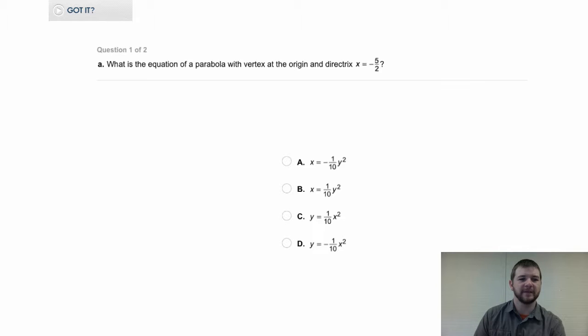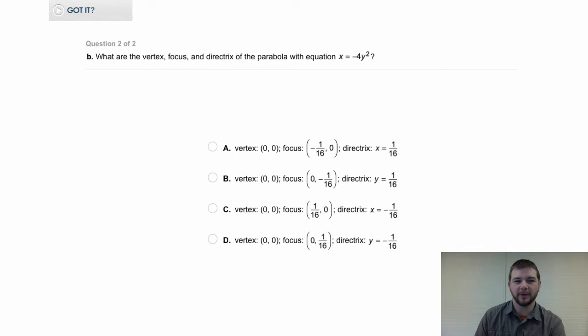And a chance to show that you have got it. Question 1 of 2. What is the equation of a parabola with vertex at the origin and directrix x equals -5/2? Work carefully and make your selection from the choices below. And question 2 of 2. What are the vertex, focus, and directrix of the parabola with equation x equals -4y squared? Work carefully and make your selection from the choices below.